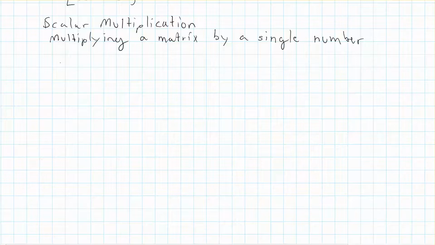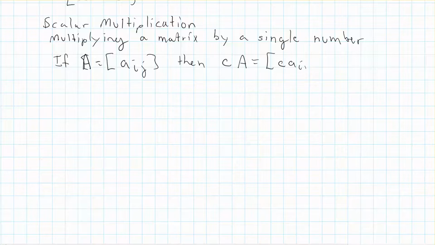Alright, so if A equals Aij, then C times A is just equal to C times Aij. So what we're literally doing is we're just multiplying every number by C.